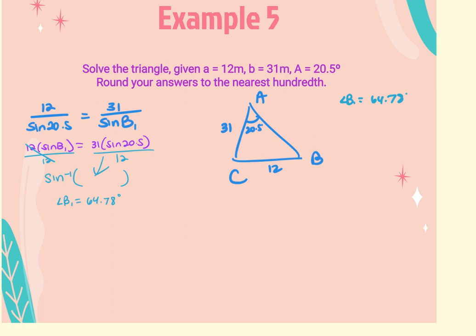So I'm going to continue on. I still need to find angle C1 and side C1. And then I'm going to assume, until we prove ourselves wrong, that there is a second triangle.